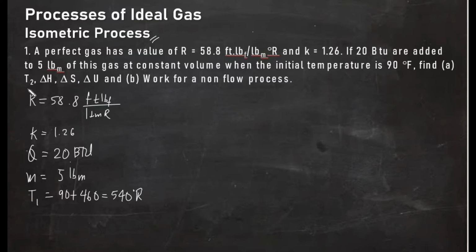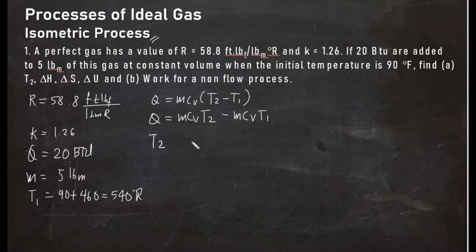The first quantity that we are going to solve is T sub 2. We can do that by utilizing the formula for heat. For an isometric process, heat is equal to m c sub v delta T, T2 minus T1. Actually, heat is always m c delta T, but because this is an isometric process, the specific heat you are going to utilize is c sub v, the specific heat at constant volume. Algebraically solving for T sub 2: Q is equal to m c sub v T sub 2 minus m c sub v T sub 1. Therefore, T sub 2 is equal to Q plus m c sub v T sub 1, all over m c sub v.